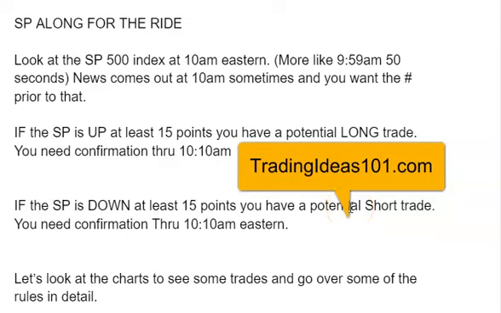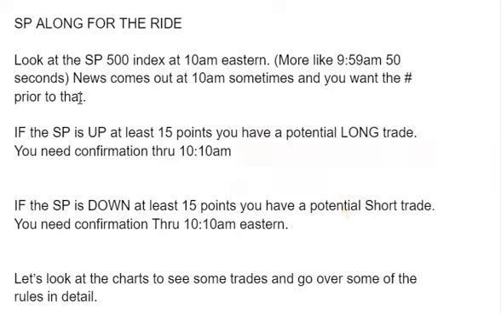Right, in this video, I'm going to go over the S&P Along for the Ride trade idea and show you some examples. So what I look for is the S&P 500 index. You can use Yahoo Finance or TD Ameritrade, etc. But I use the S&P 500 index, not the futures. You can probably use the futures as well. I use the index; the past performance has been based off of the index.